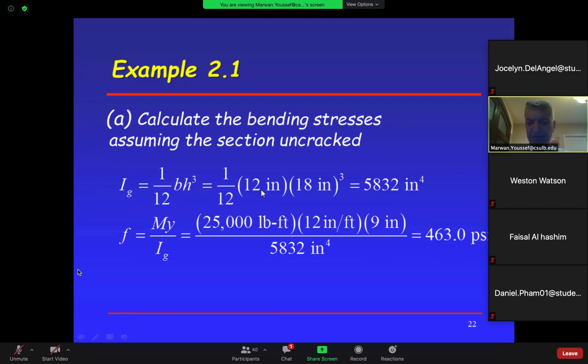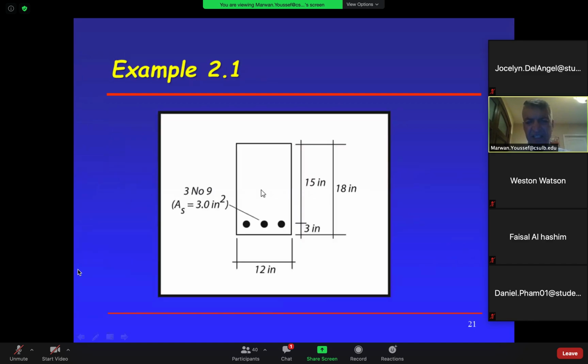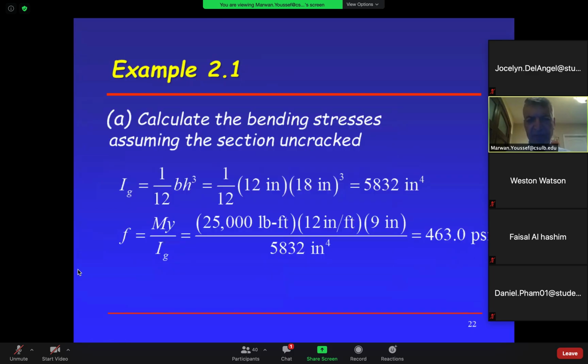b is 12, and h is 18. See that? This is always b. h is this, and then 15 is d. We always call it like that per ACI code. So if you substitute, being careful with the units, you're going to get this number in inches to the power 4.